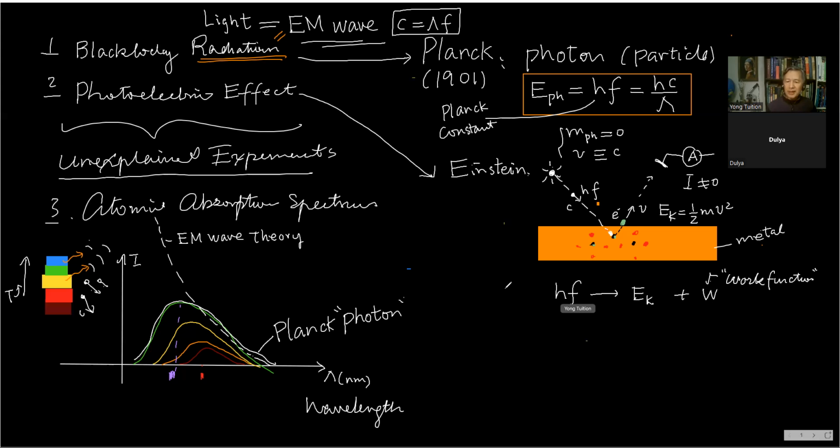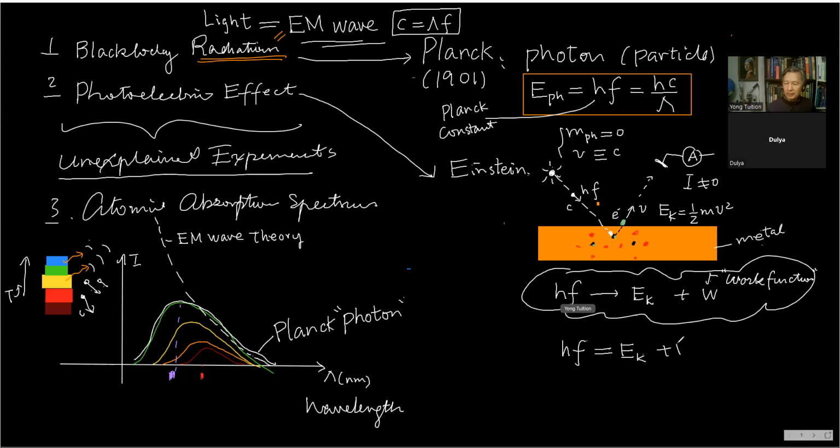So this is Einstein's hypothesis. Einstein's idea here. Very simple. And according to energy conservation, this equation must hold: hf equals EK plus W. So that is the theory of Einstein. It's simple. You got a Nobel Prize for this simple equation.